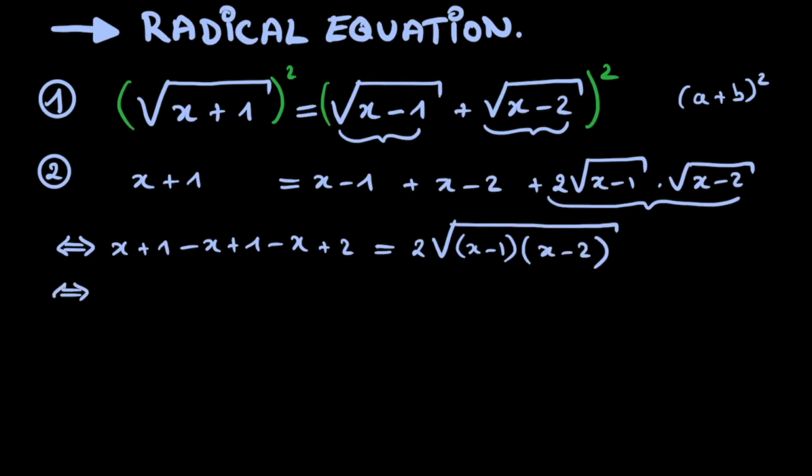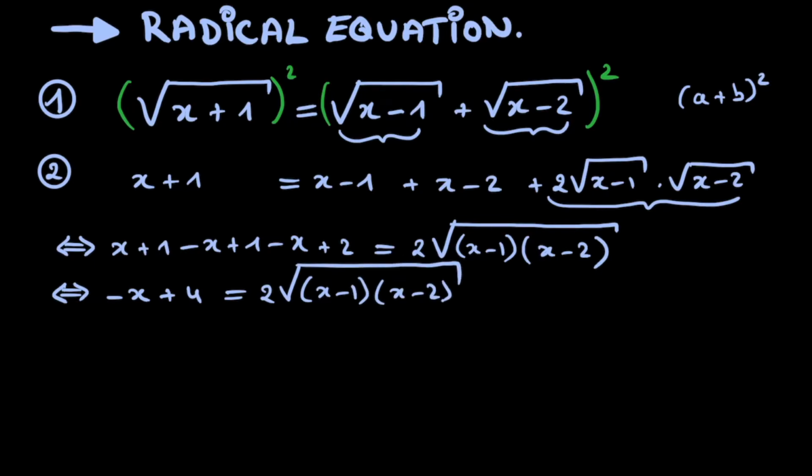Then we can still rewrite the left-hand side. We have x minus x, which simply becomes minus x. And we have plus 1 plus 2, which of course becomes plus 4. And on the right-hand side, we simply have 2 times the square root of x minus 1 multiplied by x minus 2. And normally at this point, we are left with a simple linear or quadratic equation, which we then solve. However, here we see that we still have a square root in our equation, and thus we're again left with a radical equation. However, this of course means that we can again use the same procedure that we just did, which is exactly what we will do in step 3.